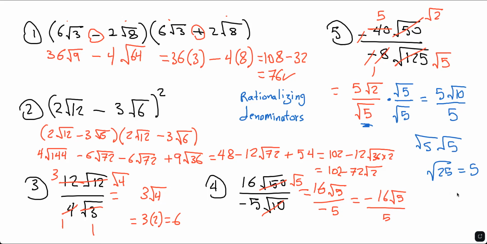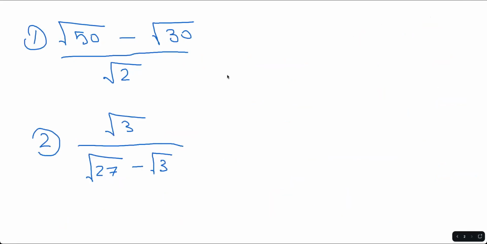Okay. So now let's go to the next thing. In this case, you could divide root 50 by root 2, and what you're going to get is root 25. Minus root 30 divided by root 2, you get root 15. Root 25 is 5. Root 15, you cannot find the root of that. You cannot change it to a mixed radical because there's no perfect square that goes into root 15.